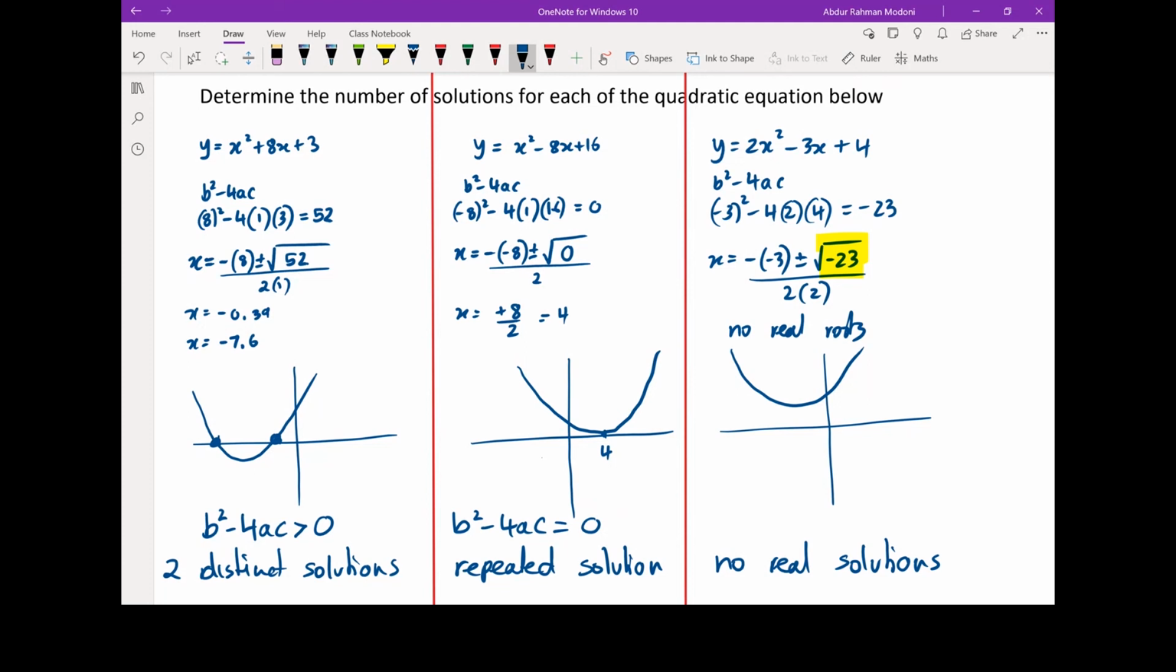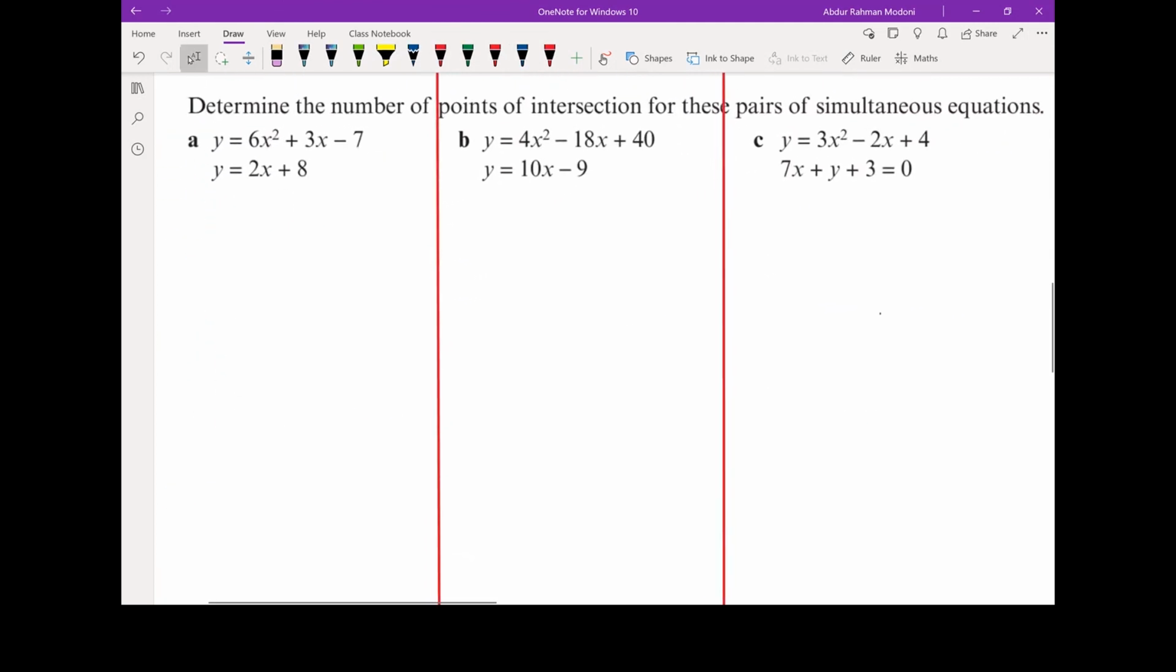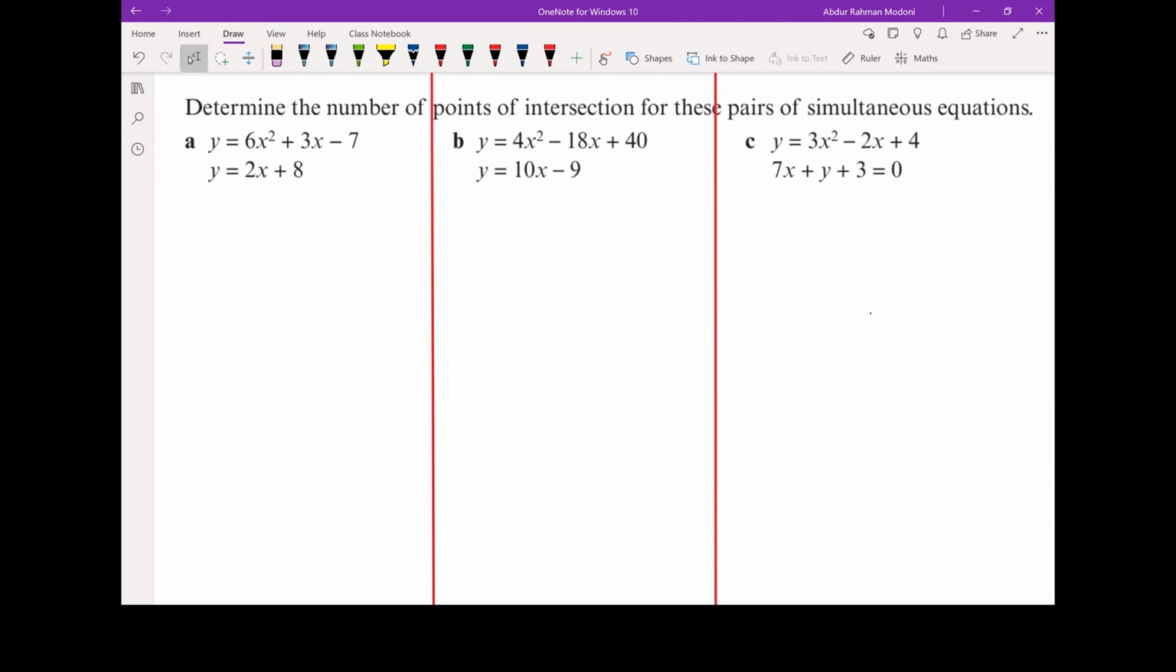Now we can get quadratics formed from many different scenarios. So let's take a look at some of these other scenarios here. So here we're looking at determining the number of points of intersection for these pairs of simultaneous equations. Now understand what we've got here. We've got a quadratic curve and a line.